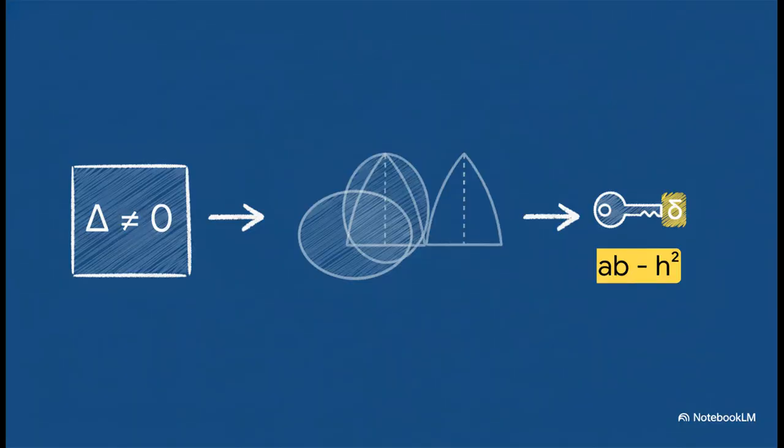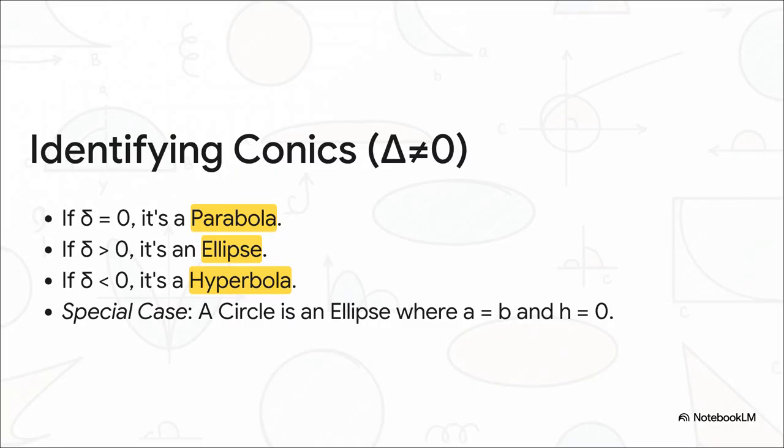So, to figure out which of these conic sections we have, we bring back our second key, little delta, calculated as AB minus h squared. This simple value is all we need to distinguish between these classic curves. And here are the rules. It's that straightforward. If little delta is 0, you've got a parabola. You know, think of the path a ball takes when you throw it. If it's positive, you have an ellipse, an oval shape. And if it's negative, you get a hyperbola, those cool twin curves. And a circle? Well, that's just a very special, perfectly symmetrical kind of ellipse.